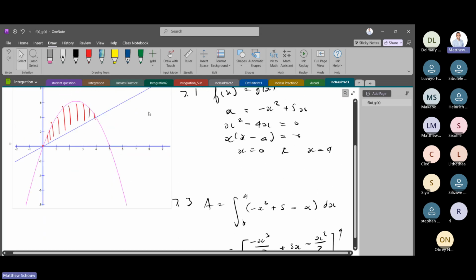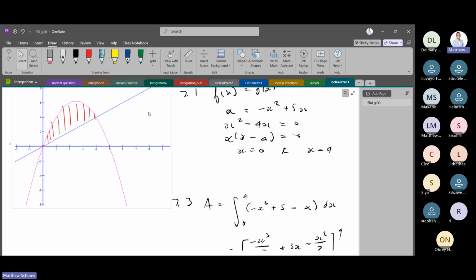Do not get confused. So it's going to be 4 squared divided by 2. What did you get again?